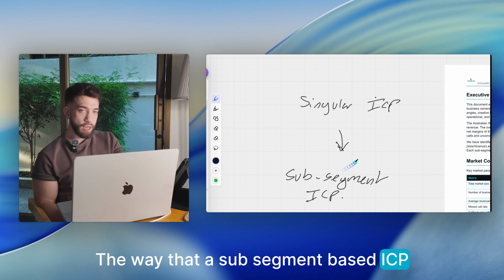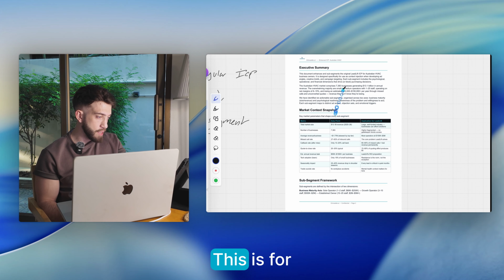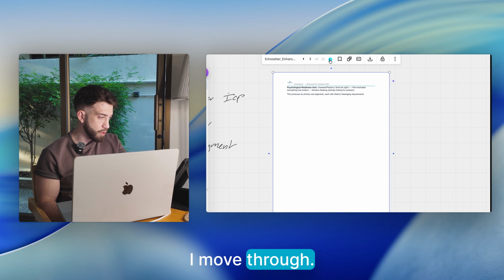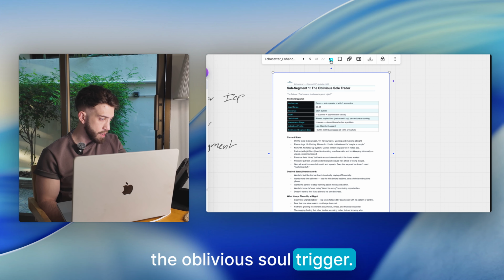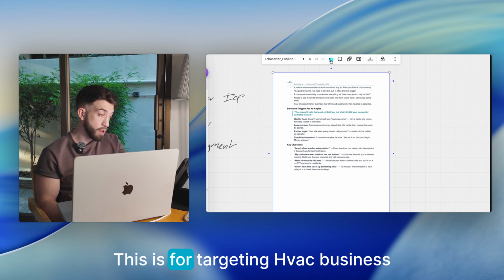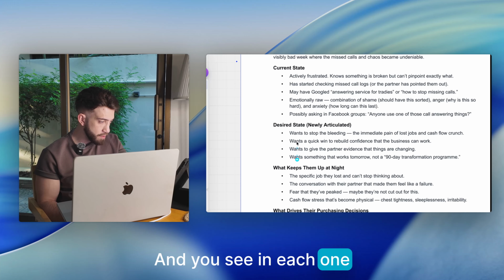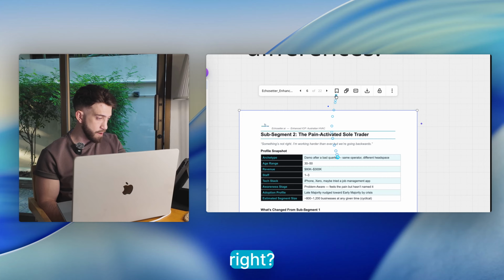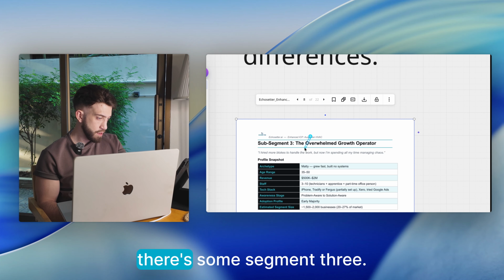The way that a sub-segment based ICP works is I basically take a singular niche and I break it down even more. So you take this one here. This is for HVAC. So I just go in here and I move through. You have sub-segment 1, the oblivious sole trader. And this is for targeting HVAC businesses, by the way. Sub-segment 2, the paying activated sole trader. And you see in each one, there are different current states, different desired states, different things that keep them up at night. And there's a bunch of these. There's sub-segment 3.